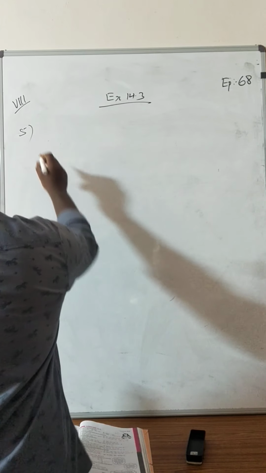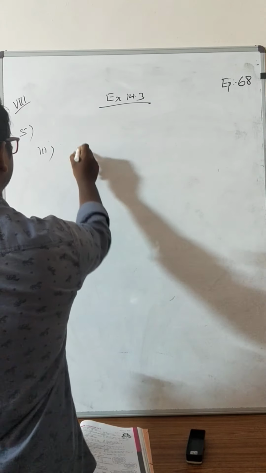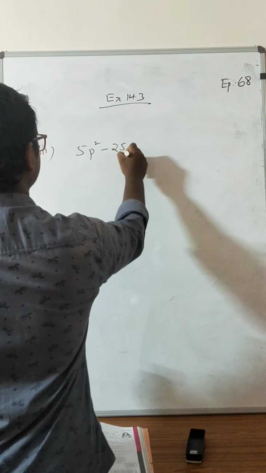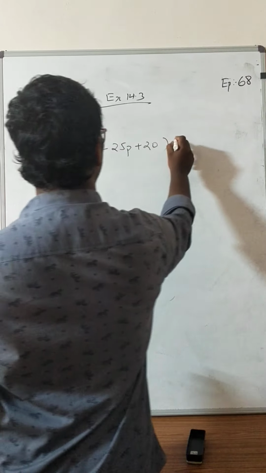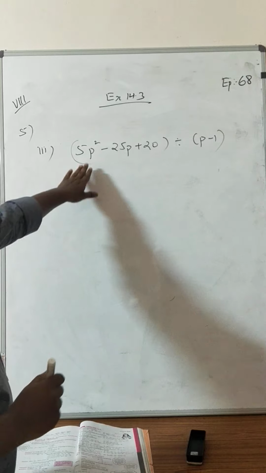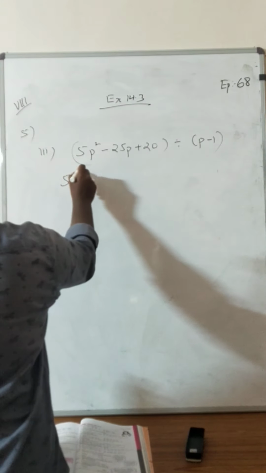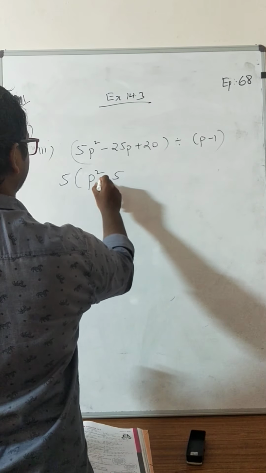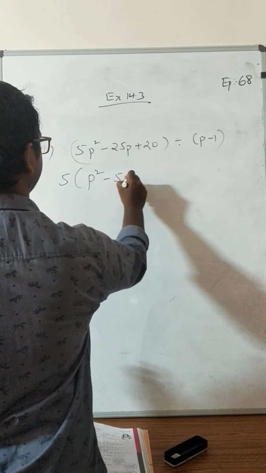Now look at the third one. The third one is 5p square minus 25p plus 20 has to be divided with p minus 1. Now see here, first thing we will take 5 as common. When I take 5 as common, I will have p square, here I will have 5p and here I will have 4.